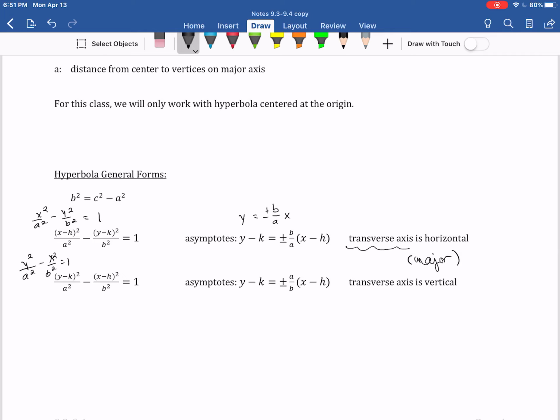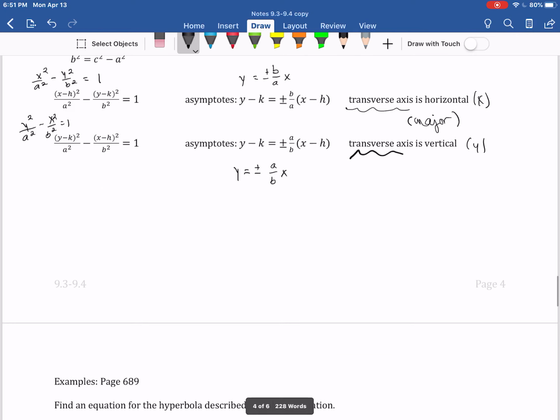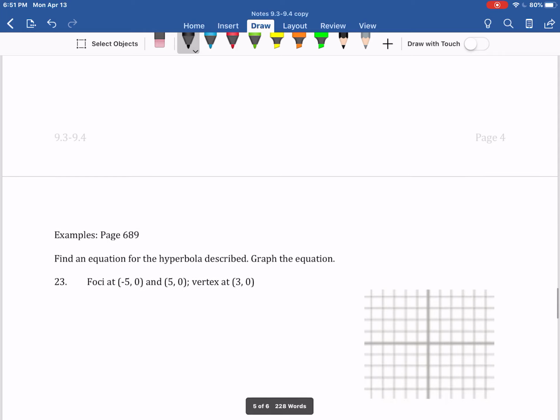And that's where the graph once again crosses the x-axis. And then the formula below is where the graph crosses the y-axis. The transverse axis is the vertical, that's the y-axis. This one is the x-axis. So if I wanted to simplify without the h and the k, it would say plus or minus a over b times x. So you see the only difference is the slope. In the equation on top, the slope is b over a. On the equation on the bottom, it's a over b. One's positive, one's negative. That gets you two separate asymptote lines.